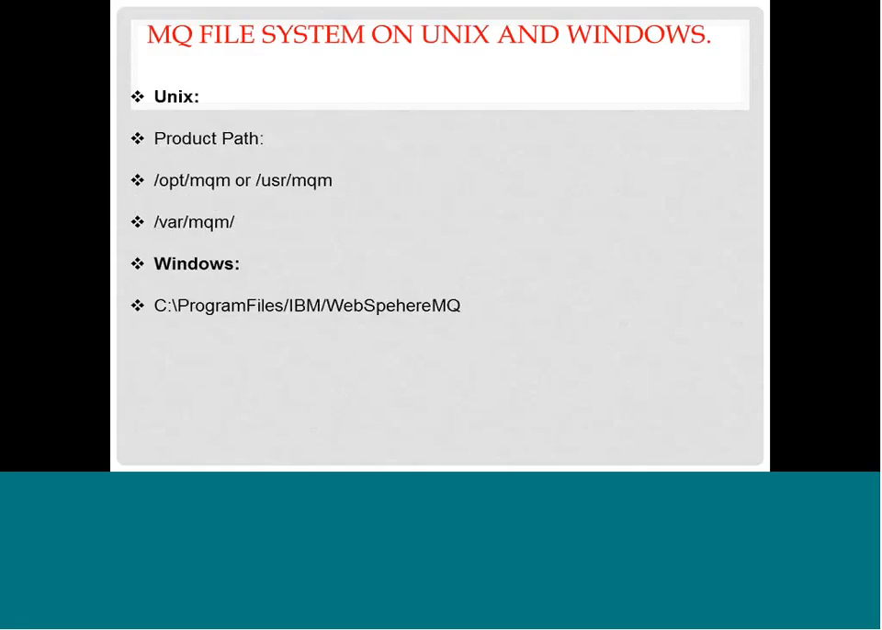In MQ, the path of MQ Series in Windows and Unix, so this is a file system. The product path will be /opt/mqm or /usr/mqm. /opt/mqm is for Linux and Sun Solaris, but the AIX system is /usr/mqm. The working directory /var/mqm is for all the Unix flavors. The product path will be different for AIX and the others. Here /opt/mqm is where Linux and Sun Solaris are, AIX will be /usr/mqm. In Windows, the path will be the same. The root path is C:\Program Files\IBM\MQ.